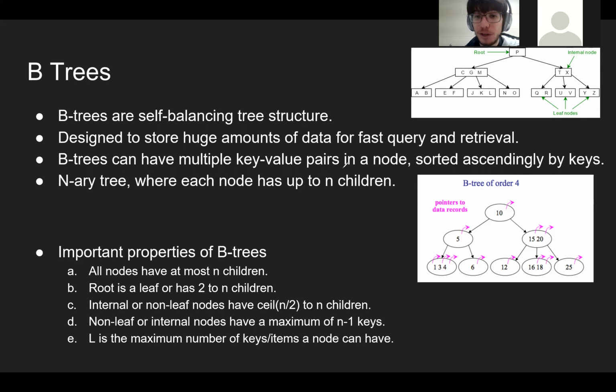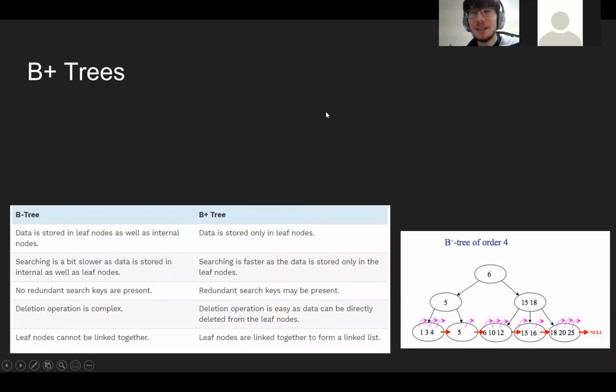And yeah, they have multiple key value pairs in each node, and it's an n-ary tree, right? But the main things we might ask you are something like this. Oh, well, next slide. Sorry. But B plus, first of all, B plus trees.